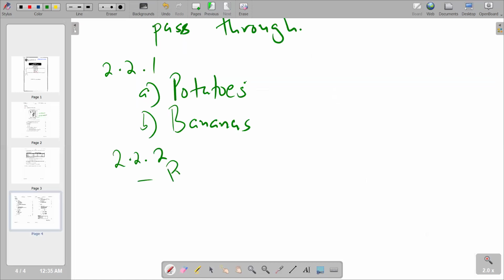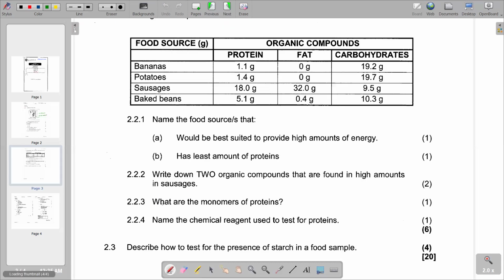So for 2.2.2 we are saying protein, and also we have fats. Then we go to the next part of our question, which is: what are the monomers of proteins? It is 1 mark, so we just need to state one. And this is amino acids. So we can indicate 2.2.3 as amino acids.